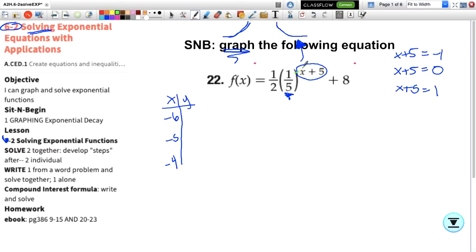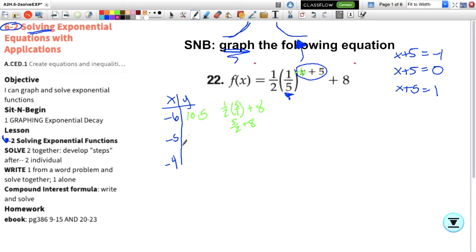If I put a negative 6 here, I end up with negative 6 plus 5 is negative 1. And if you recall, anything to the negative 1 power means change its location. So this 1 to the negative 1 would go in the bottom. This 5 to the negative 1 would go in the top. So this is going to become the reciprocal, which is 5. So I will have 1/2 times 5 over 1 plus 8. That's because, again, this was negative 1. 1/5 to the negative 1 means change their locations. So I end up with 5 over 2, which is the same thing as 2.5, and 2.5 plus 8 is going to be 10.5.